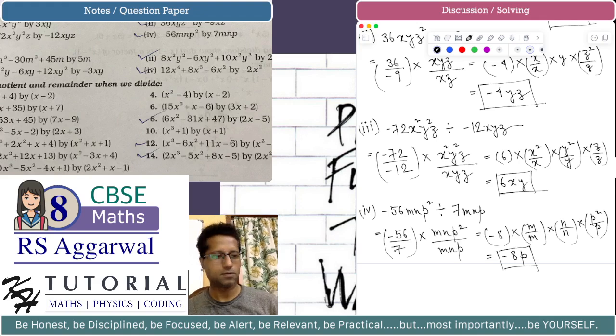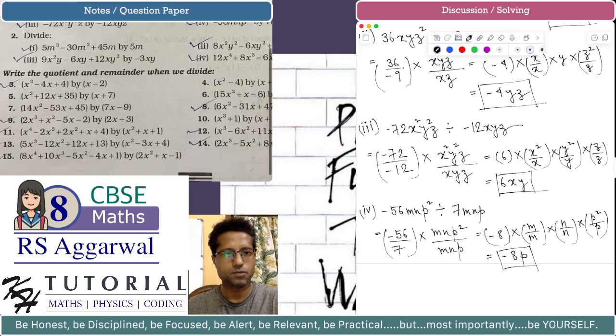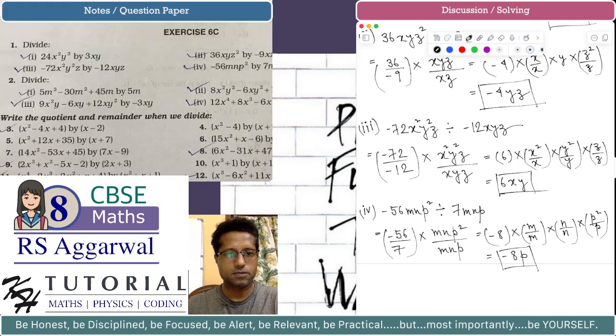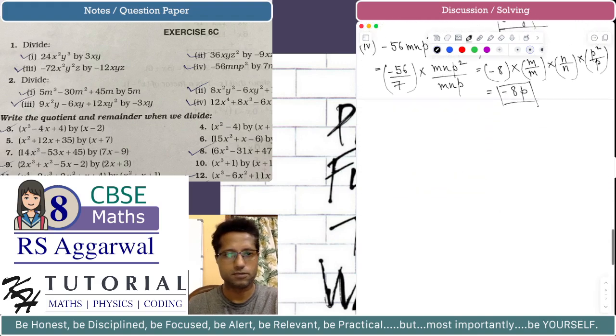Okay, so that was a division of two monomials, problem number 1. Okay, now let's do division of a polynomial by a monomial, that is problem number 2. Let's do the first one.